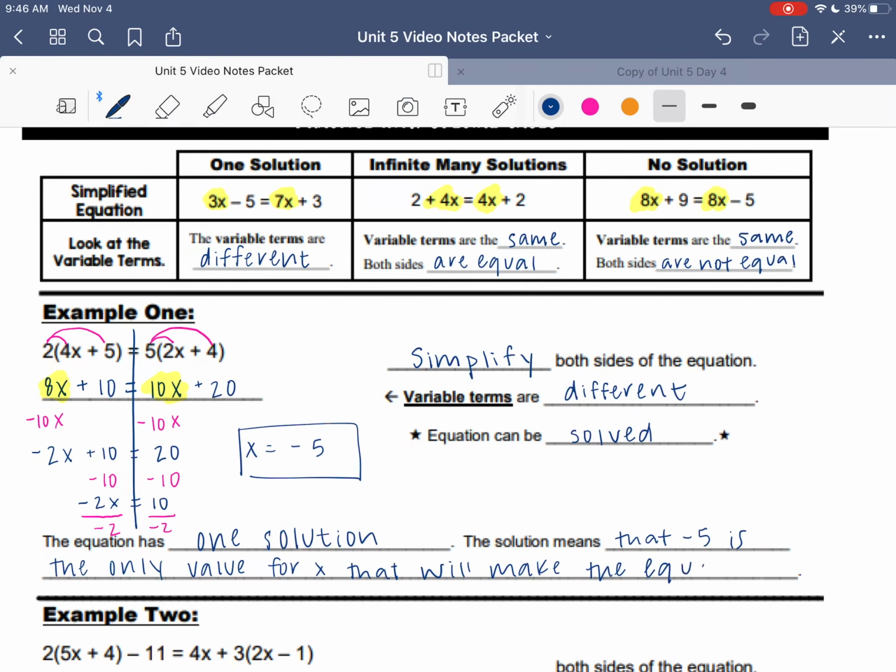So this is what happens most commonly for our problems. We solve and we get an answer, a numerical answer, and that's our one answer. But there are those special cases where sometimes any number will work or sometimes no number will work. And that's what we'll look at in these next two problems.